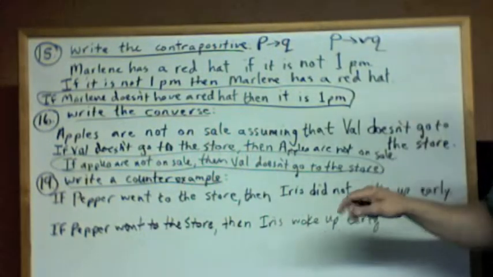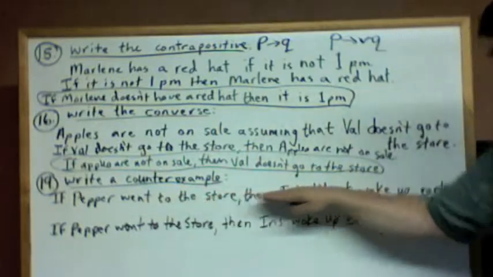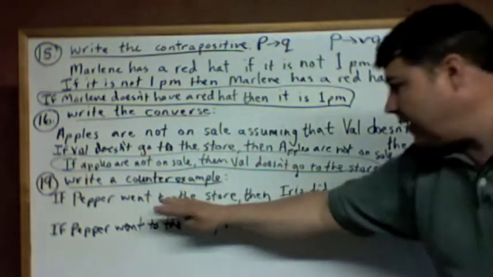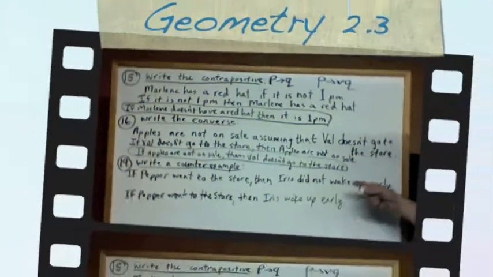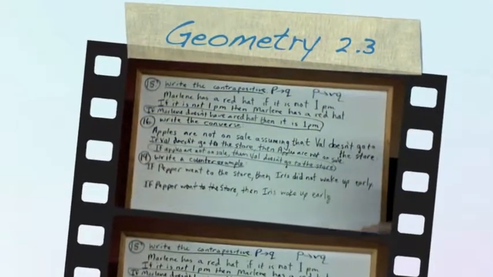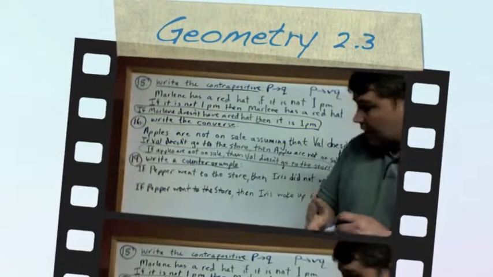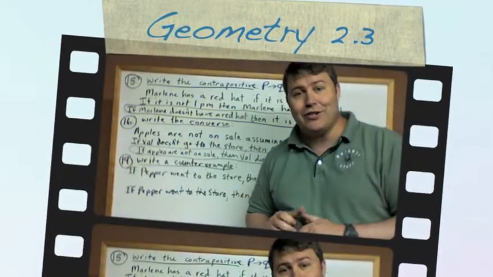On a counterexample, you always take your original if-then statement. The if stays the same, but the then is the opposite. All right, so these will be opposite truth values, a counterexample. And that, in a nutshell, is section 2.3.